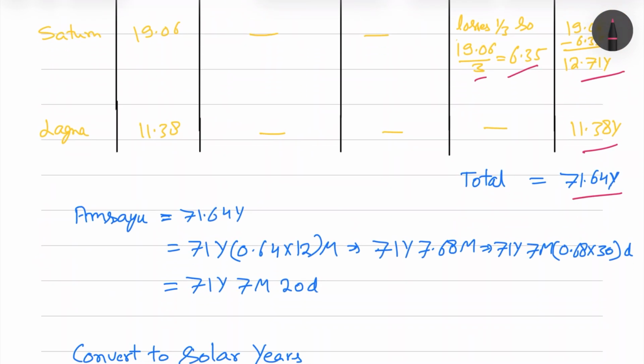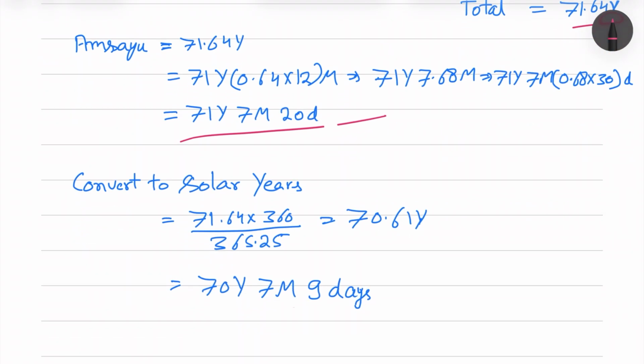If we convert it into months and days, it is 71 years, 7 months and 20 days. Having received this, we convert it into solar years. So 71.64 into 360 divided by 365.25. After calculating, we receive 70.61 years. If we convert fraction 0.61 into months and days, we receive 70 years, 7 months and 9 days.